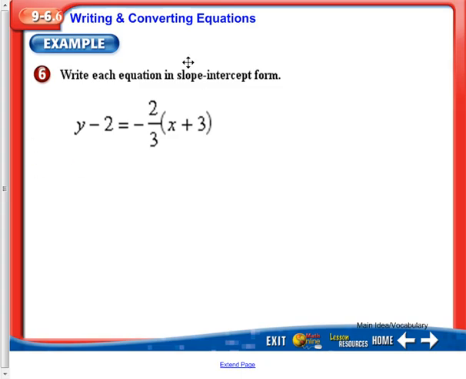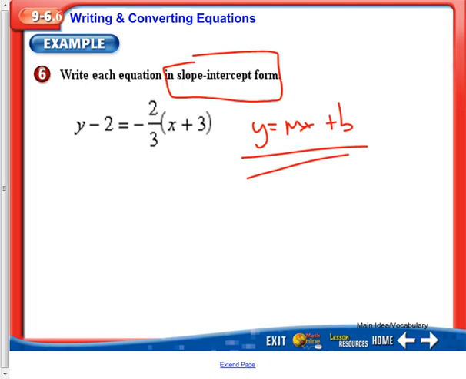Write each equation in slope-intercept form. So we need this in y equals mx plus b form. I do want to see you writing the equation of the form that we want. Start with that every time. That way I know that you're actually reading the directions. Read your directions and write down the form that we want.